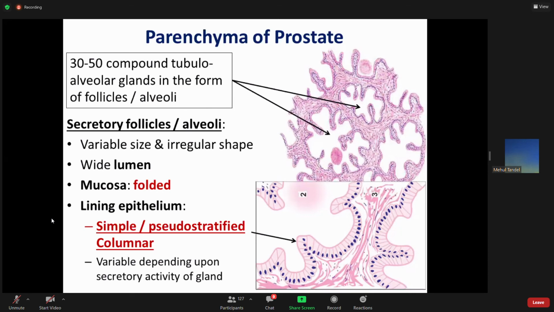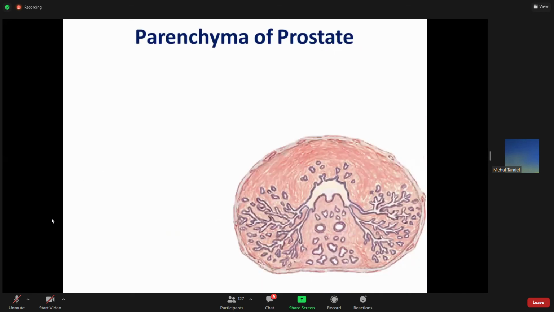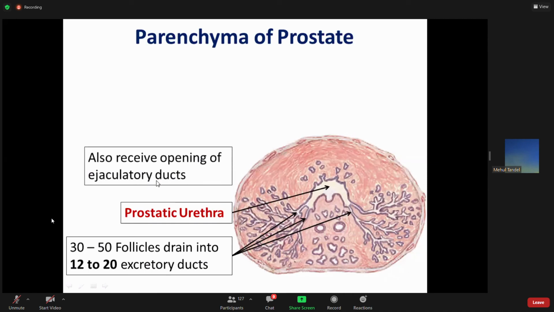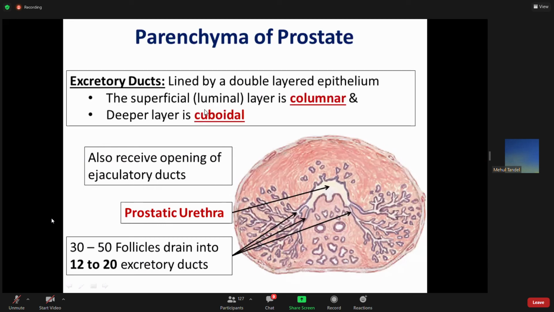Now all these glands open into 12 to 20 excretory ducts, and all these excretory ducts finally open into the prostatic urethra. We know this urethra also receives the opening of the ejaculatory duct. Now, what is the structure of this excretory duct? It is lined by bilayer epithelium, or double layer epithelium. The superficial luminal layer is columnar and the deep layer is cuboidal.